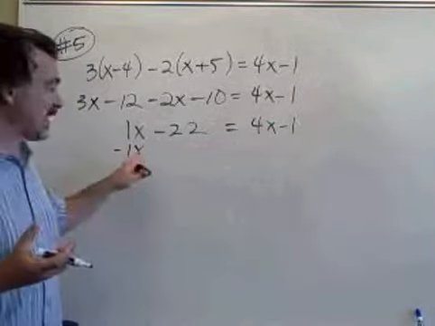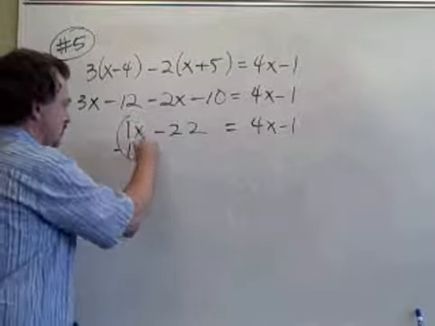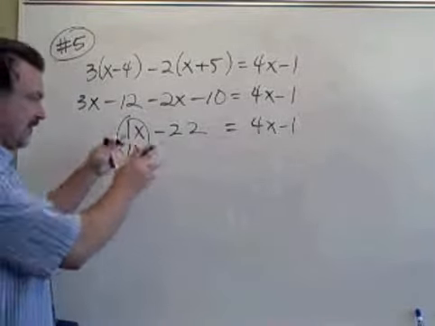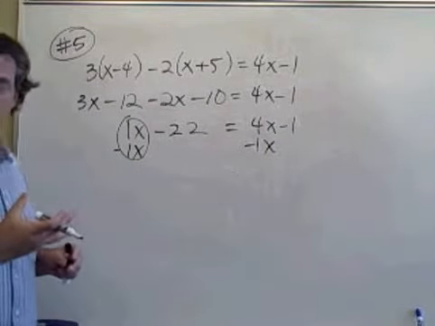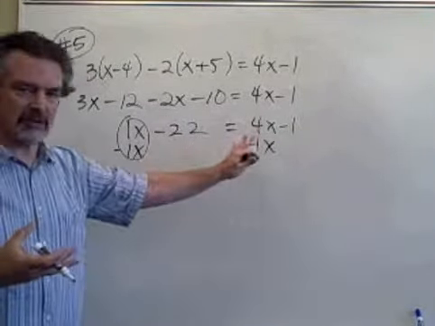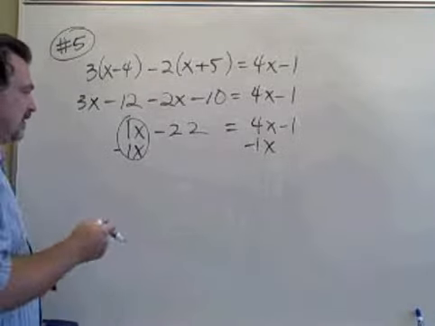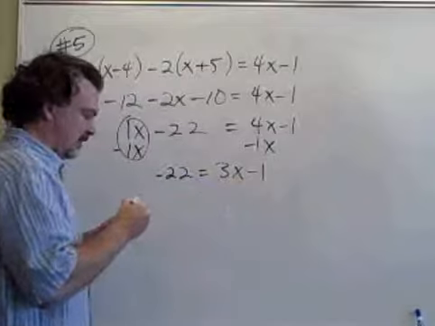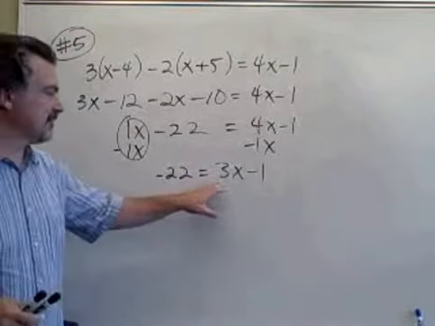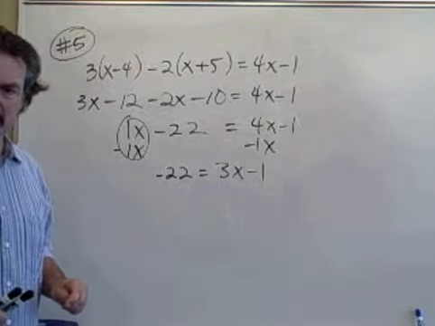I'll do that by subtracting 1x from that side of the equation. That makes that become 0. But if I take away something from one side of my equation, since my equation is a balance, I have to take away the same thing from the other side. So my equation now becomes negative 22 equals 3x minus 1.